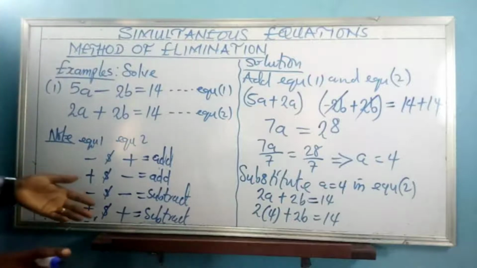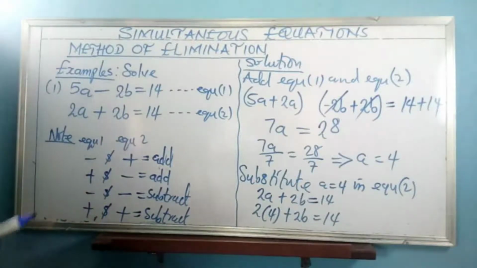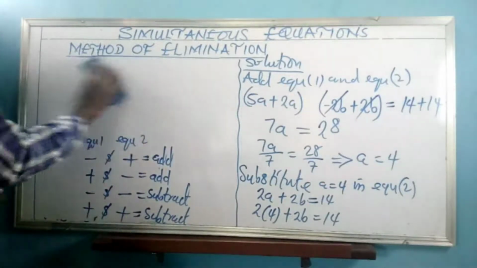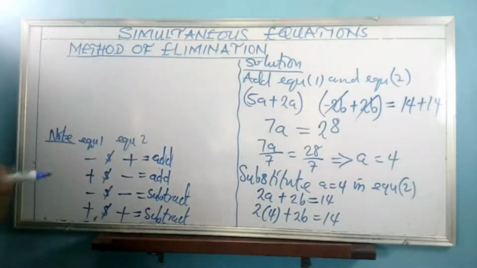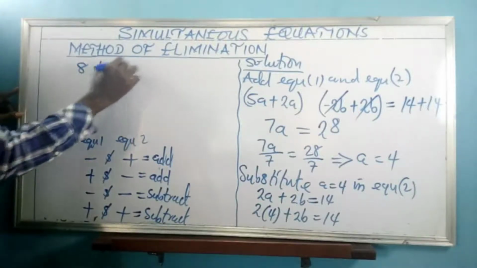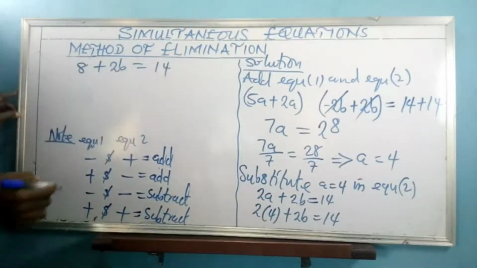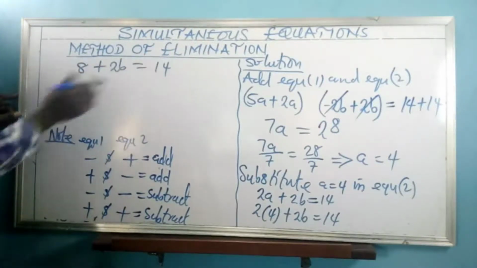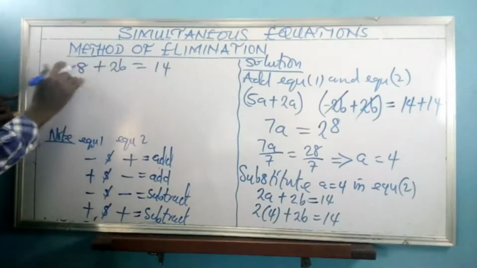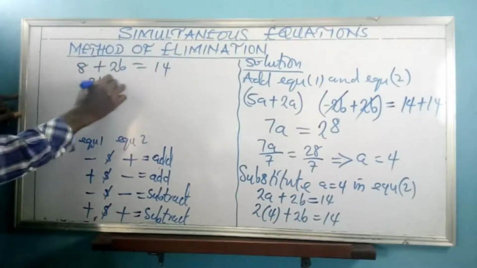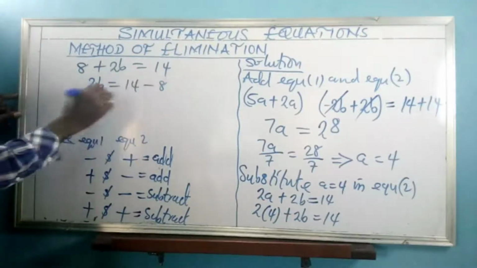Okay, let me try and clean some parts. Let me clean the question, then we can continue. So we now have 8 plus 2b is equals to 14. Then simple equation again. We still go back to simple equation. This plus 8 is going to the other side to go and do what? To go and subtract. Very good. 2b is equals to 14 minus 8.